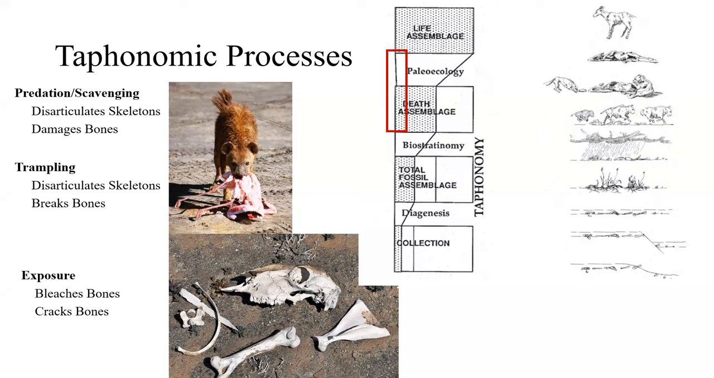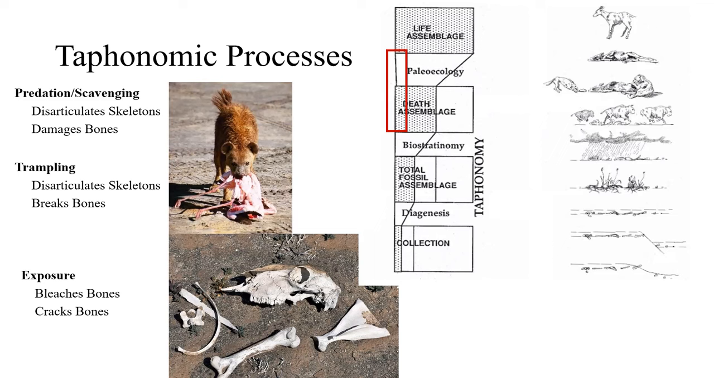So you have the life assemblage, the living animals out on the plain. Through ecology in the modern world, what we would call paleoecology in the past, there's predation, there's disease, there's death, and you have a death assemblage, the dead organisms, the remains on the landscape. And then there's all these processes and all these words that you're totally not responsible for, but I'm putting them up there so you can see how we go through this process to get to a fossil.